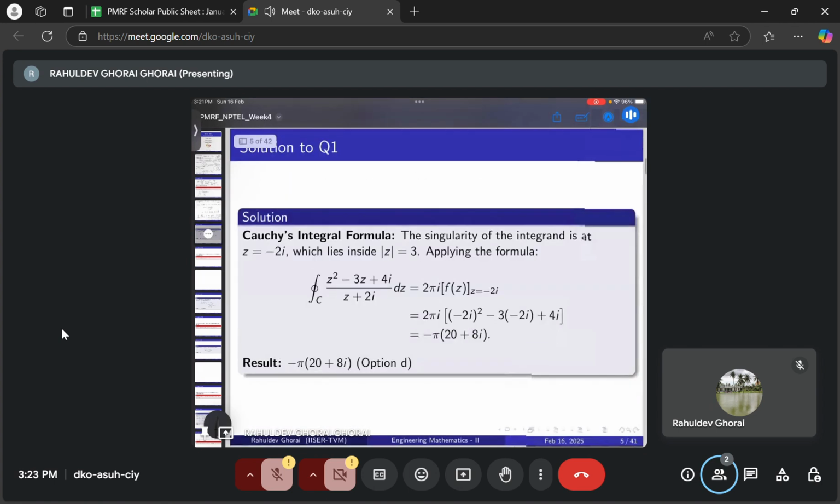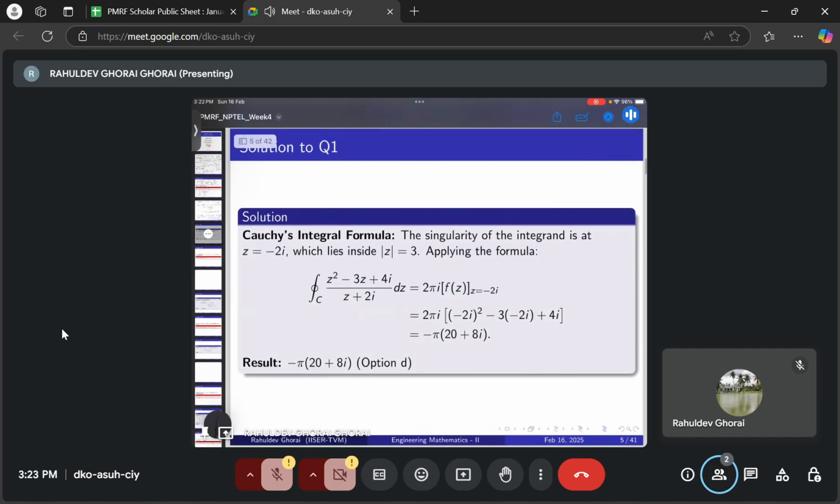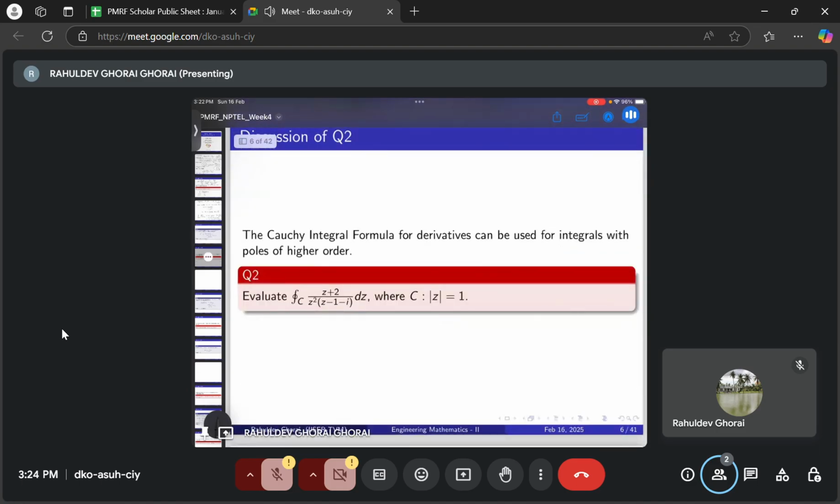So now let's move to the next question. And yeah, this is the answer again. It's written nicely here. And then we move to the second question. Okay, this will be a similar way. Try to do it again. Then we'll do.